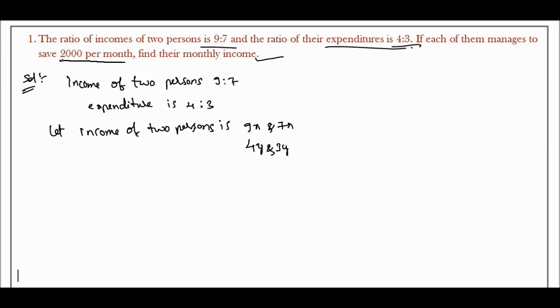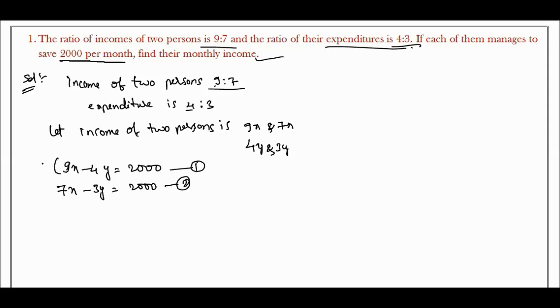So how much is the savings? 2000 per month for both persons. So 9x minus 4y is equal to 2000 rupees. This is the first equation. And 7x minus 3y is equal to 2000. This is the second equation. We have to cancel one variable and find x and y, so we can find their monthly income.